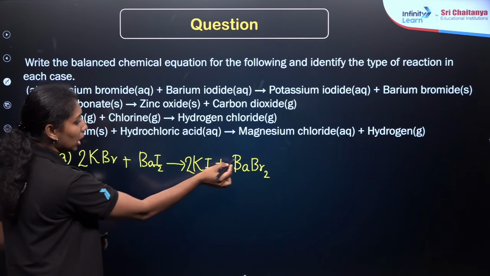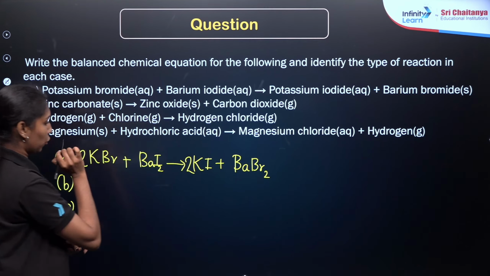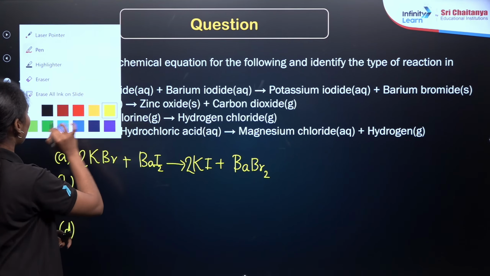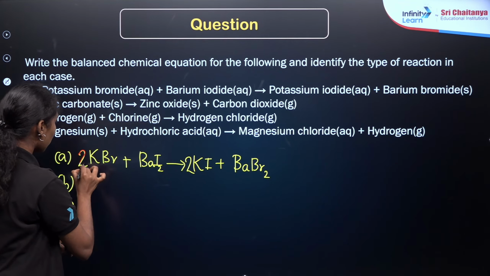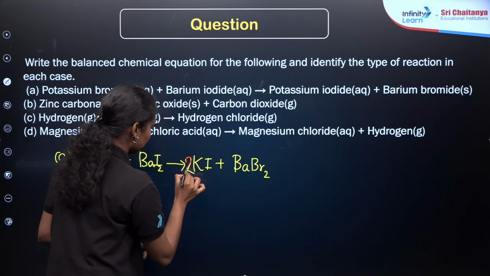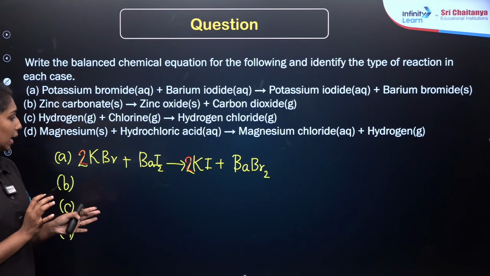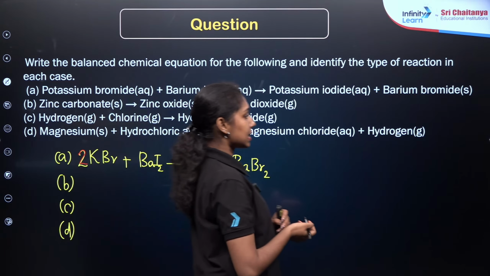Here it is again 2. Bromine is 2 over here. Here it is again 2. It is balanced, right? We are multiplying 2 KBr and 2 potassium iodide KI. This will be the balanced equation, right? Which type of reaction it is?